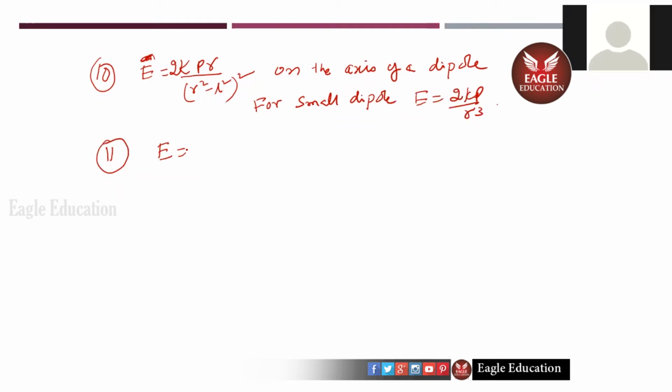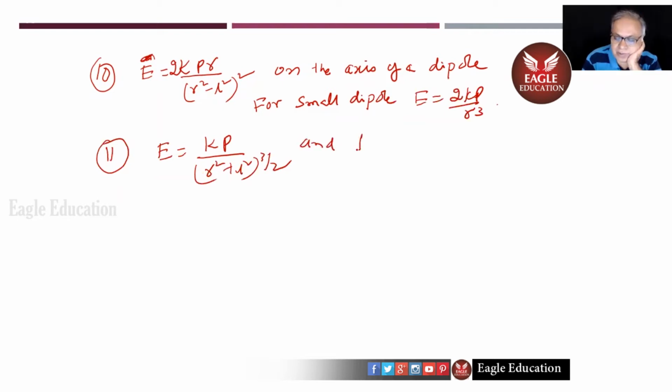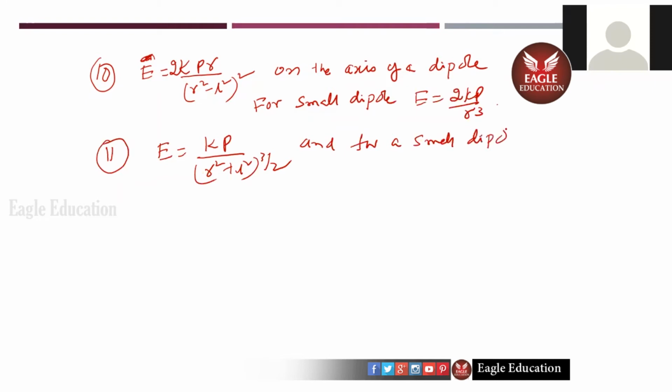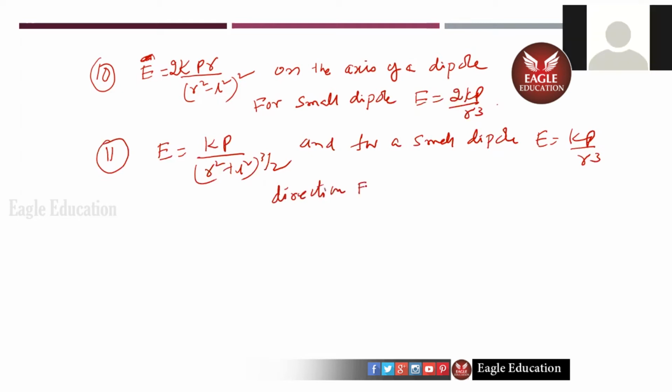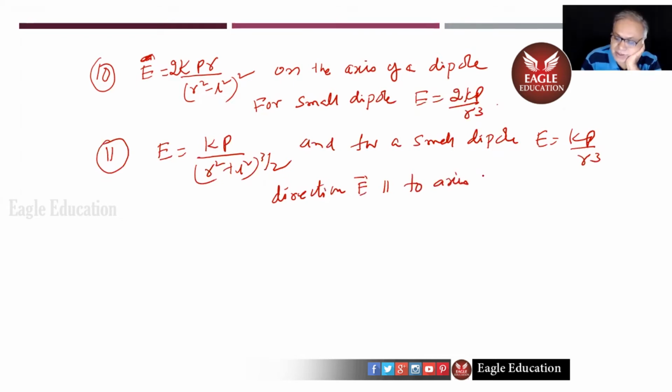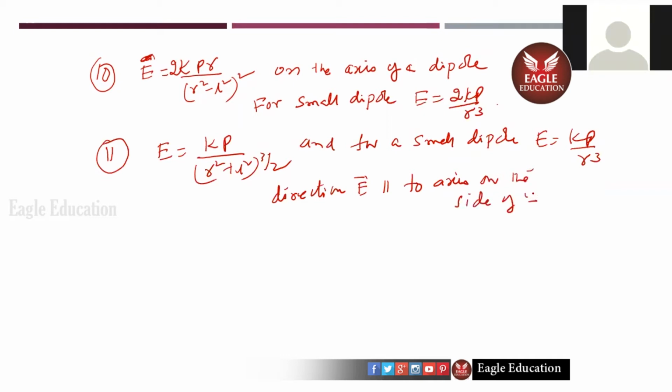Sir, E is equal to kp by r square plus L square whole power 3 by 2. And for a small dipole? kp by r cube, sir. Yes. But tell me what's the direction of E here? This is the most important point here. Sir, parallel to minus q axis and on the side of minus. Okay. Right.